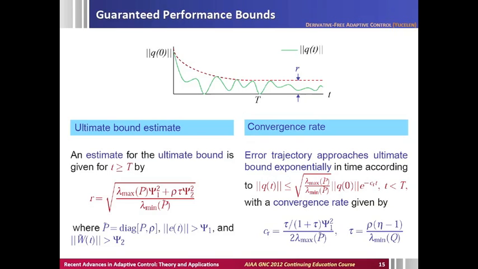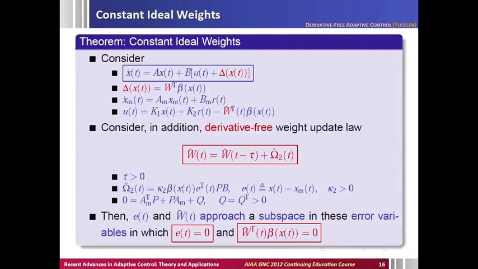So increasing tau here increases the convergence rate, but when you look at the distribution, it also slightly increases the ultimate bound. So it is a trade-off. If you increase tau, basically you need to make this small by adjusting your adaptation gain and omega 1. So now, what happens if we have that?